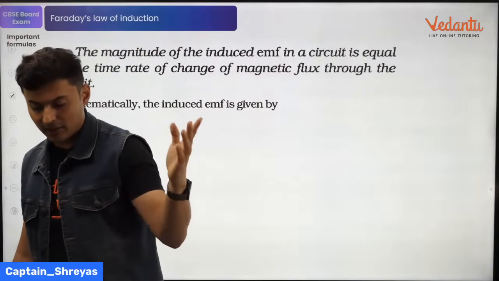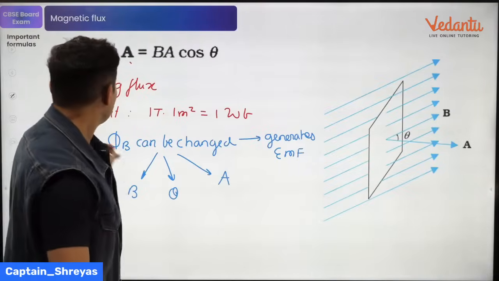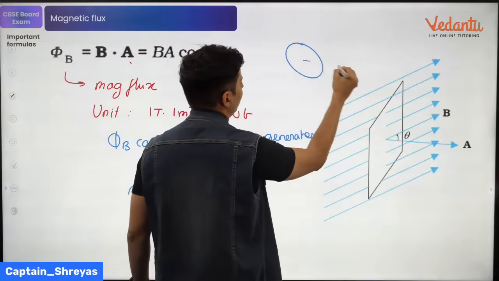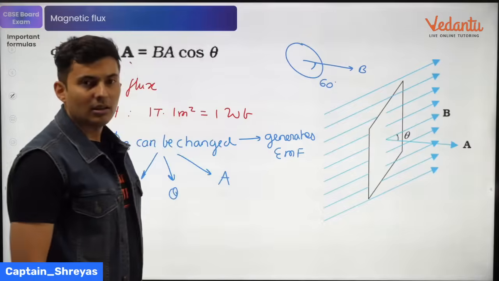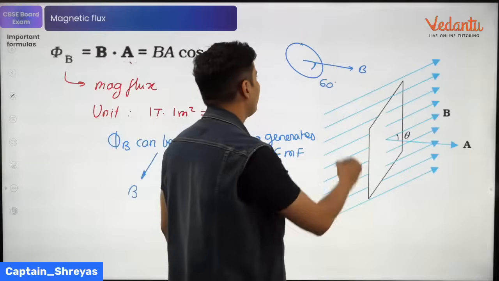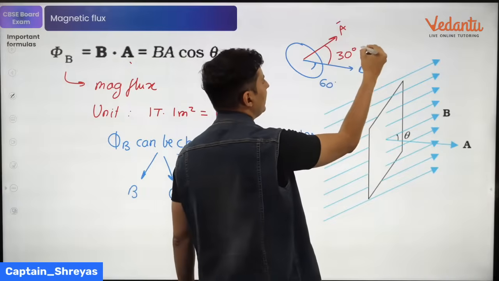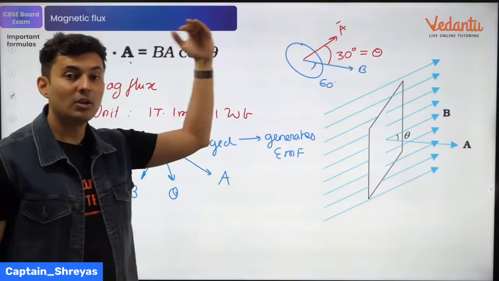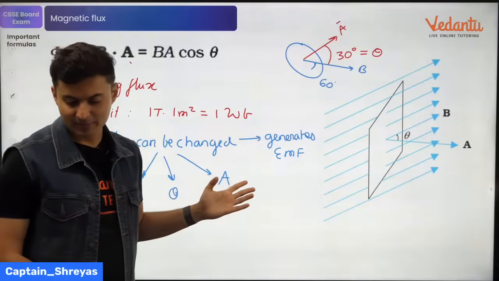Sometimes the angle is given as 30 or 60 and students are confused. Always measure the angle of the area vector. Sometimes they will give you a coil like this, tell you the field is this way, and tell you this is 60 degrees. The angle theta is not 60. Please be careful. Why? Because the area vector will be here. The actual angle that you should take is this angle, that will be 30 degrees. That is theta. So always measure the angle of the area vector with the field and not the plane of the coil. That's a common confusion, not just in magnetic flux, but even in electric flux.